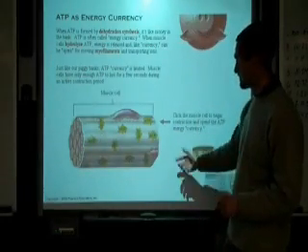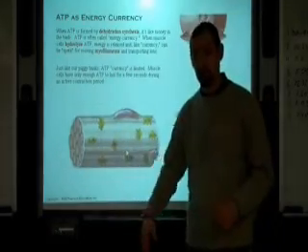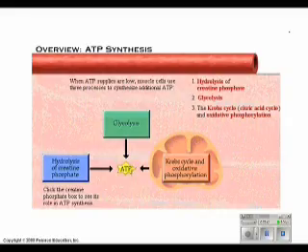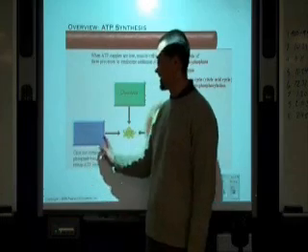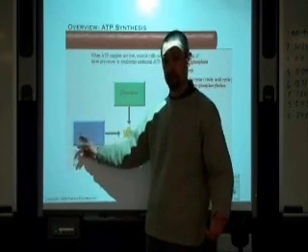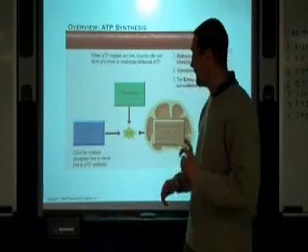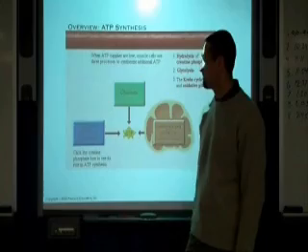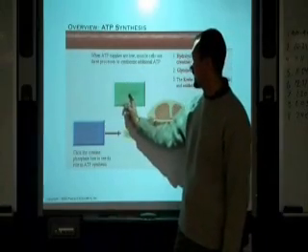The question is, how do we get more of that energy molecule? How do we get more of that ATP? So let's get an overview of where we can get some ATP. We can get it from this process called hydrolysis of creatine phosphate. Now, we don't know what that is yet, but we do know that it's one way that we can get some more ATP. We can also get it from glycolysis.